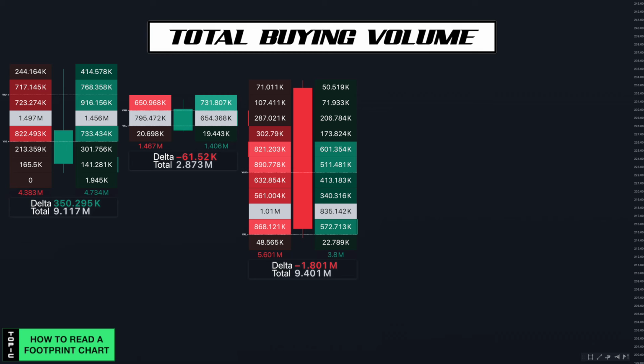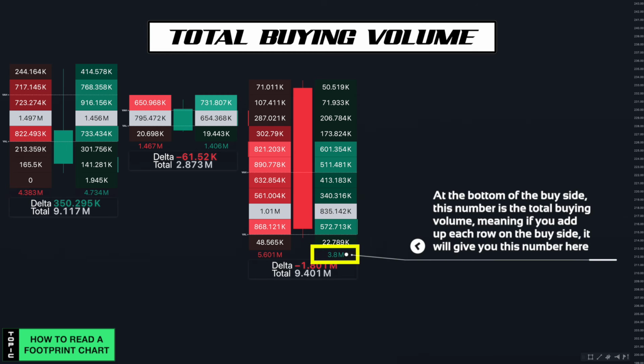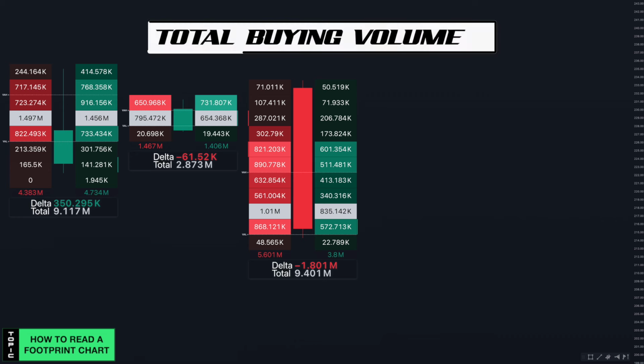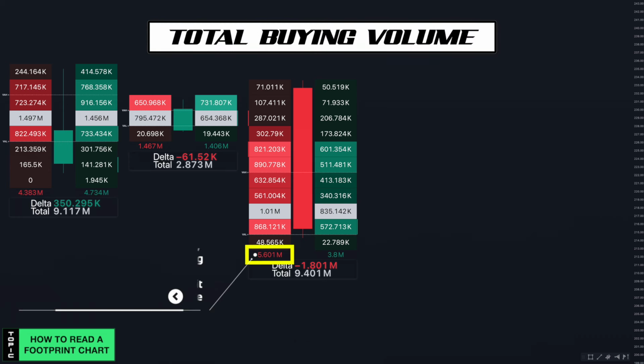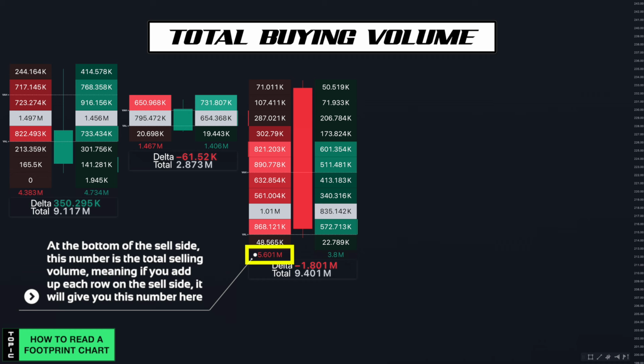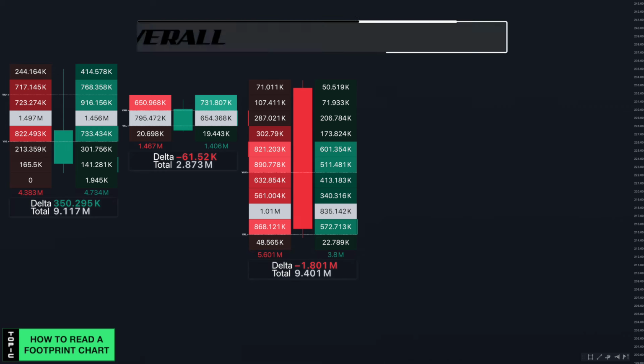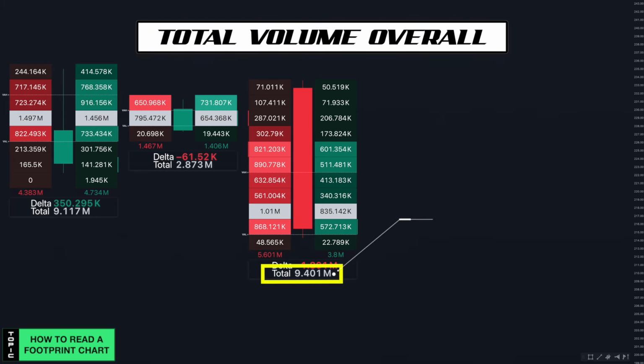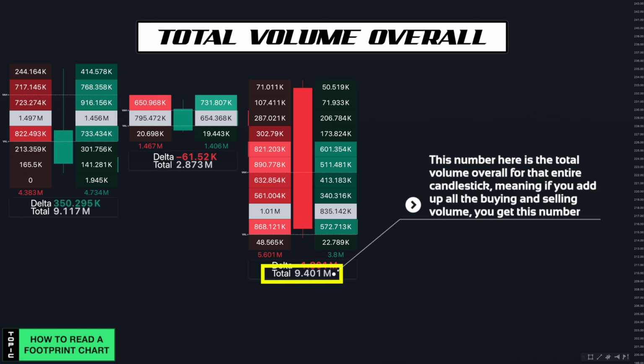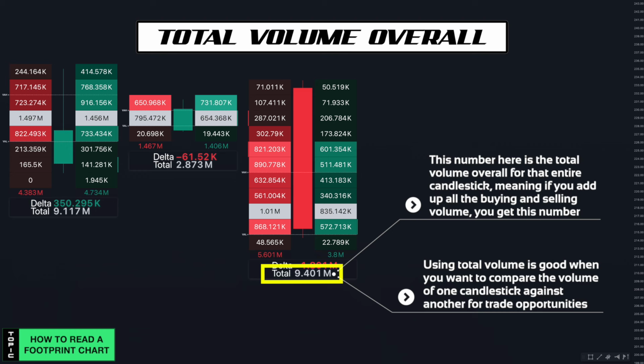Total buying volume. At the bottom of the buy side, this number is the total buying volume, meaning if you add up each row on the buy side, it will give you this number here. Total selling volume. At the bottom of the sell side, this number is the total selling volume, meaning if you add up each row on the sell side, it will give you this number here. Total volume overall. This number here is the total volume overall for that entire candlestick. Meaning, if you add up all the buying and selling volume, you get this number. Using total volume is good when you want to compare the volume of one candlestick against another for trade opportunities.